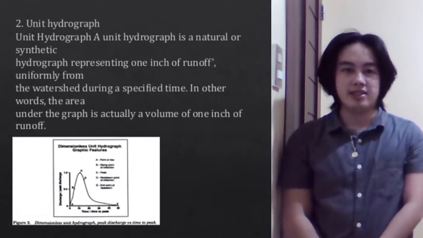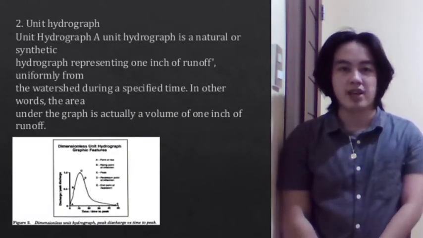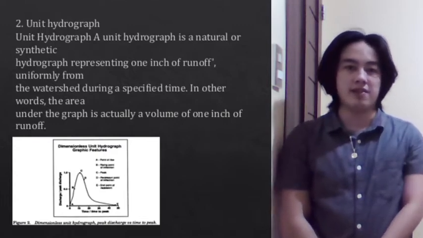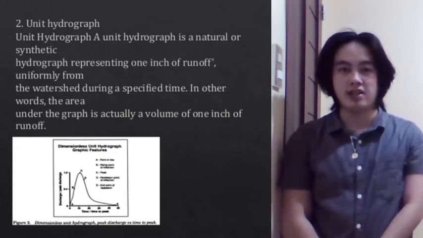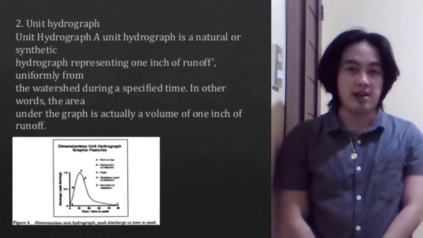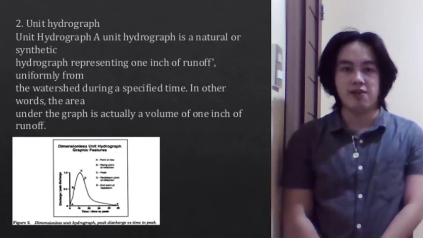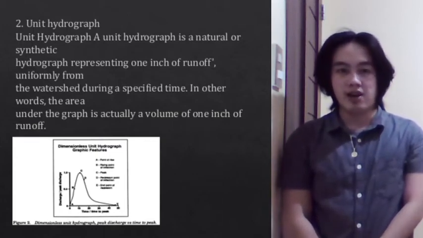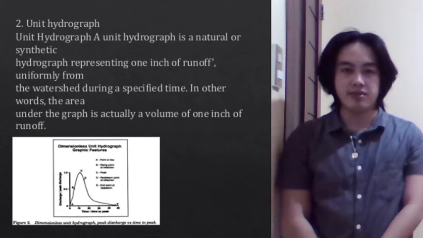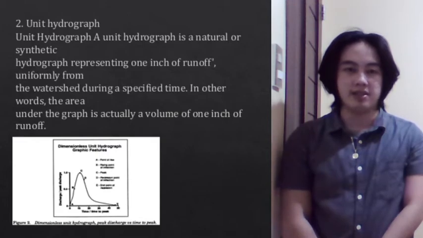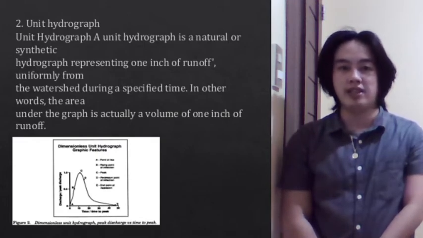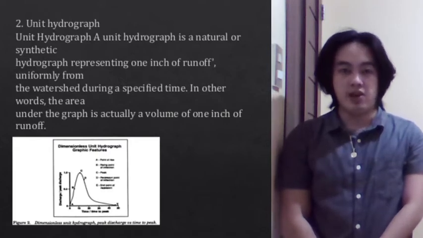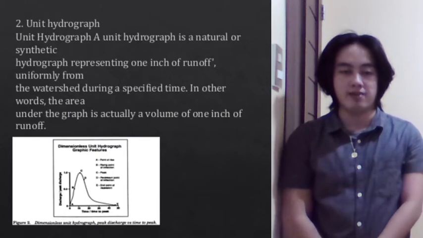The next is the unit hydrograph. A unit hydrograph is natural or synthetic. It is a hydrograph representing 1 inch of runoff, uniform from the watershed during a specified time. In other words, the area under the hydrograph is the volume of the 1 inch of runoff. This is the figure of the unit hydrograph below.